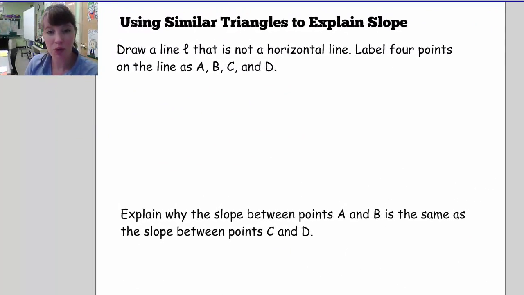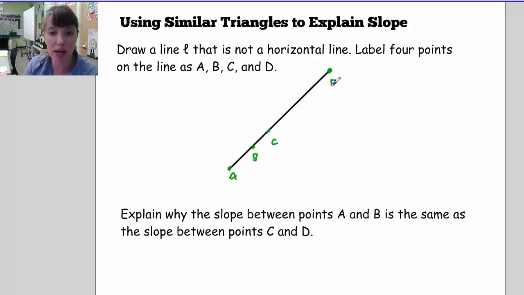Okay, now I want to show you why we can use similar triangles to explain why it doesn't matter which 2 points we use to find slope, that the slope is always going to be the same on a line between any 2 points. The first thing I want to do is draw a line. Then I want to draw some points on the line, A and B. See A and B here. And I want to draw some points C and D.